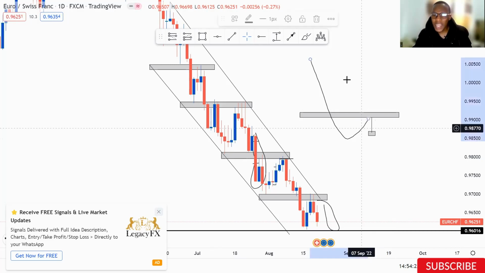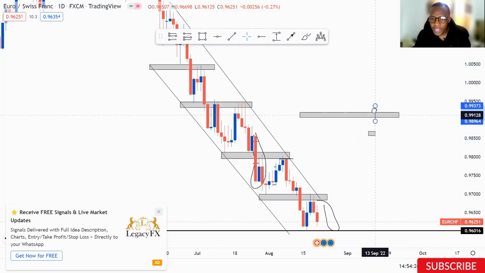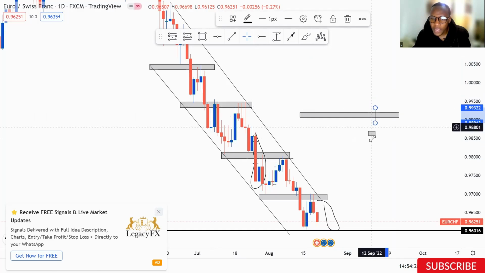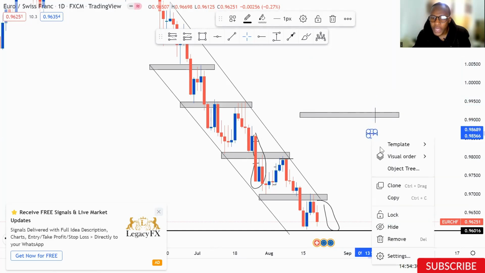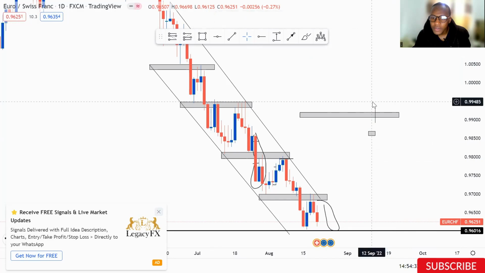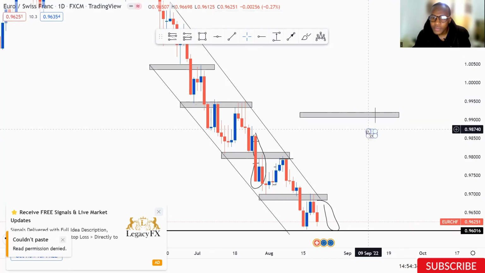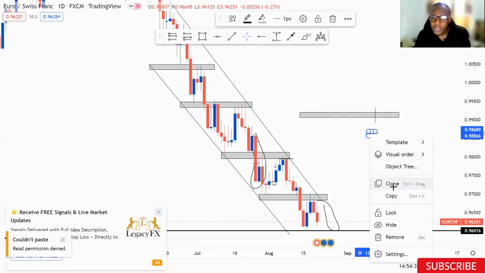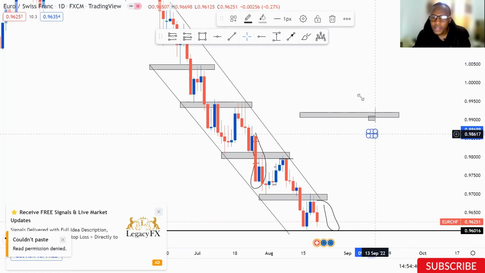It's equally the same if we were buying, right? So let's say we were buying and then we had this. Let's say we had a candlestick like this.